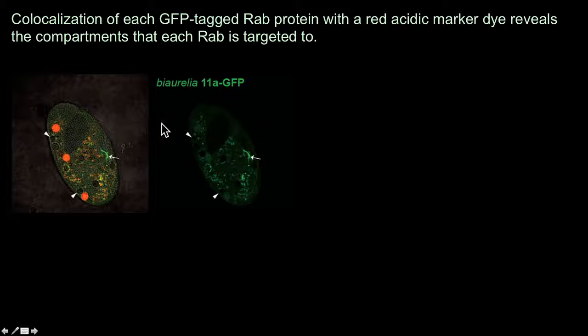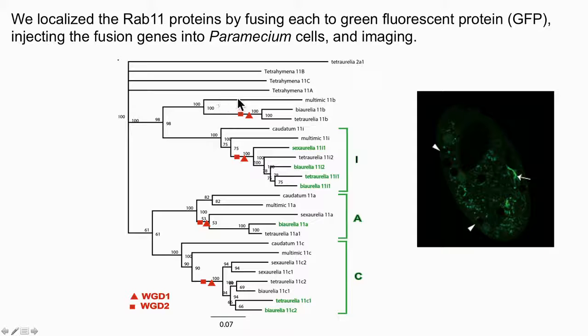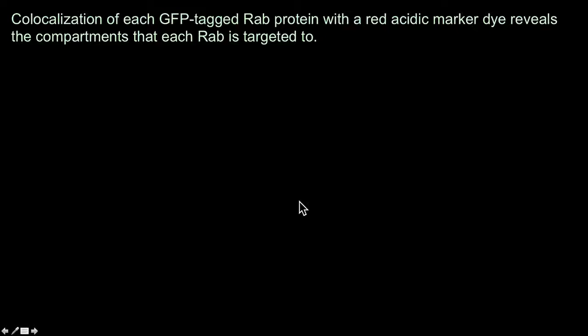And here's one of my fusions, the Biaurelia 11A. So it's from this, let me go back, actually. These are the 3 clades of the genes that I looked at, I, A, and C. You can see how they're related. These are the most closely related genes within this subfamily. And you can already see that there has been loss, and some of the clades are bigger than others.